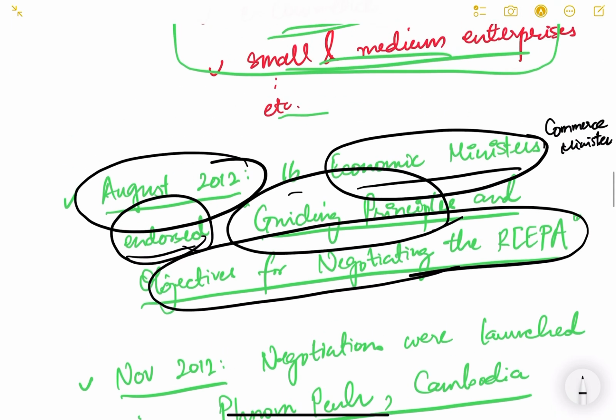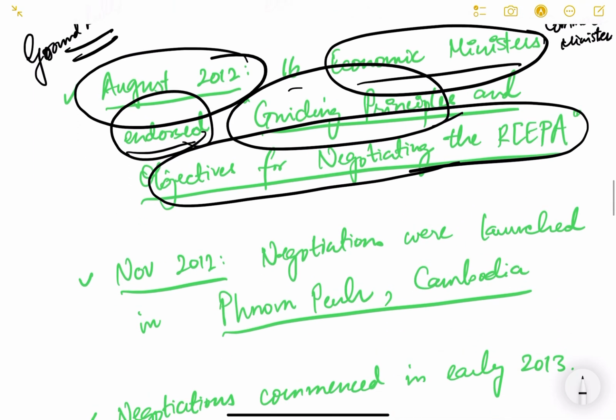Since this concept was conceptualized, whenever we are negotiating anything, we set some ground rules, right? So guiding principles and ground rules have to be set: on what basis we will negotiate, what the conditions will be, and on what different aspects we will discuss with each other and come out with an agreement. So in August 2012 they endorsed, meaning they accepted, the guiding principles and objectives for negotiating the RCEP.